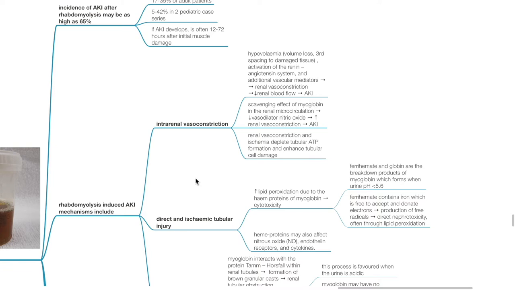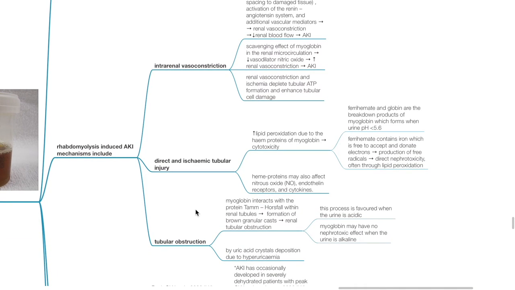Renal vasoconstriction and ischemia deplete tubular ATP formation and enhance tubular cell damage. Direct and ischemic tubular injury can be caused by increased lipid peroxidation due to the heme proteins of myoglobin, which results in cytotoxicity. Ferrihemate and globin are the breakdown products of myoglobin, which form when urine pH is less than 5.6. Ferrihemate contains iron, which is free to accept and donate electrons. This produces free radicals, which cause direct nephrotoxicity, often through lipid peroxidation. Heme proteins may also affect nitric oxide, endothelin receptors, and cytokines.